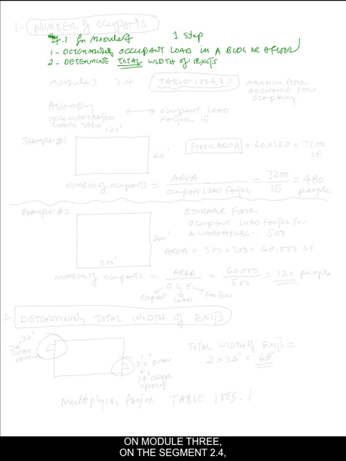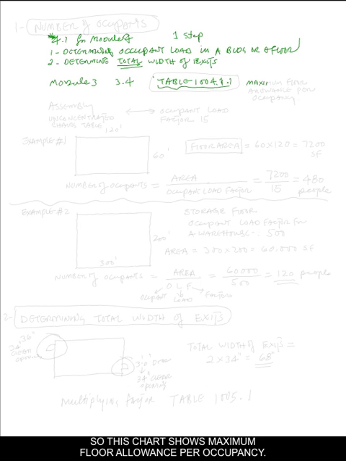On Module 3, in segment 3.4, I copied a series of materials from the 2007 Building Code, which is still active. Specifically, I'm referring to Table 1004.1.1, which I have a copy of there. That is called the maximum floor area allowance per occupant. So this chart shows maximum floor area allowance per occupant.